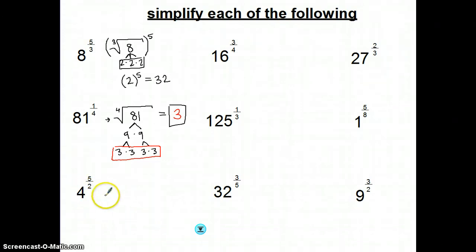Down below, I'm going to rewrite this in radical form with an index of 2 from the denominator. My radicand is 4, and I'm raising it to the 5th power. But instead of writing that 5 on the inside, I'm going to raise everything to the 5th power. The square root of 4 is 2. Now raising that to the 5th power again gives me 32, as it did above.